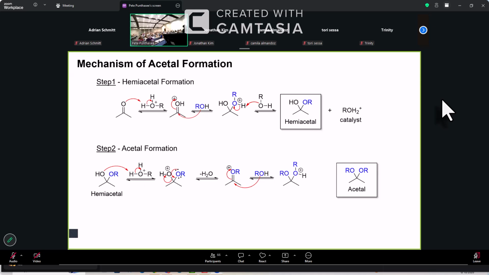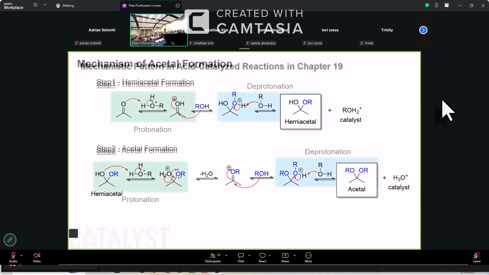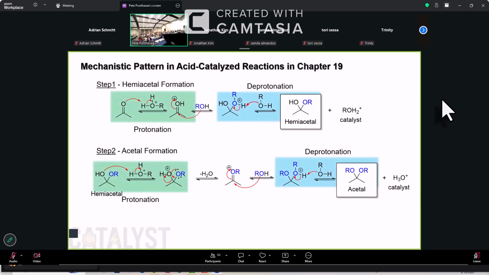Now, last step. Look right here. What do you think you need to do? Deprotonation. Look at the overall mechanism: protonation, nucleophilic attack, deprotonation. Protonation, nucleophilic attack, deprotonation. Can you see the patterns? It's the same thing. The seven reactions today are that. Are you going to memorize them as seven separate reactions, or just two reactions, acidic condition and basic condition? You've got options. That's up to you.